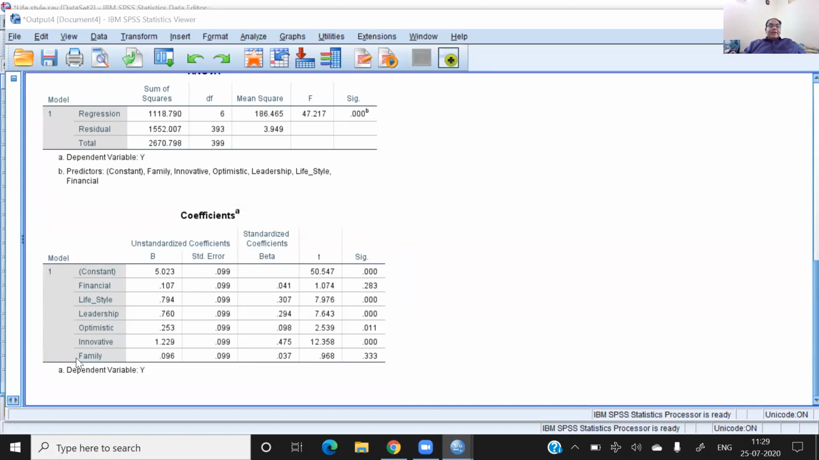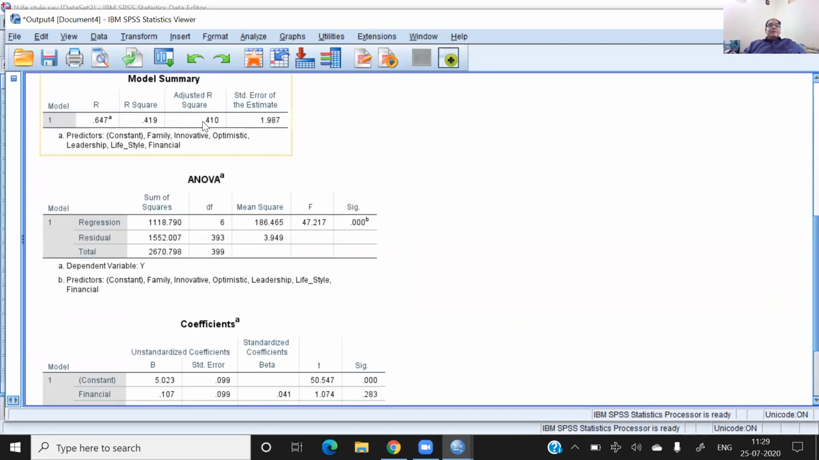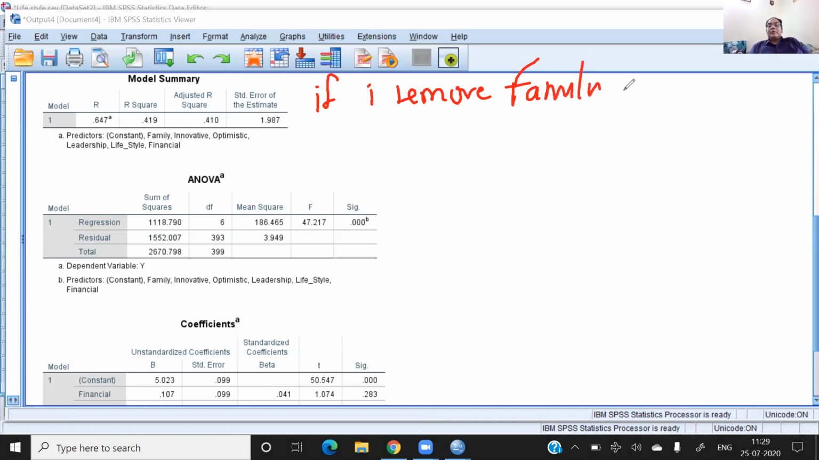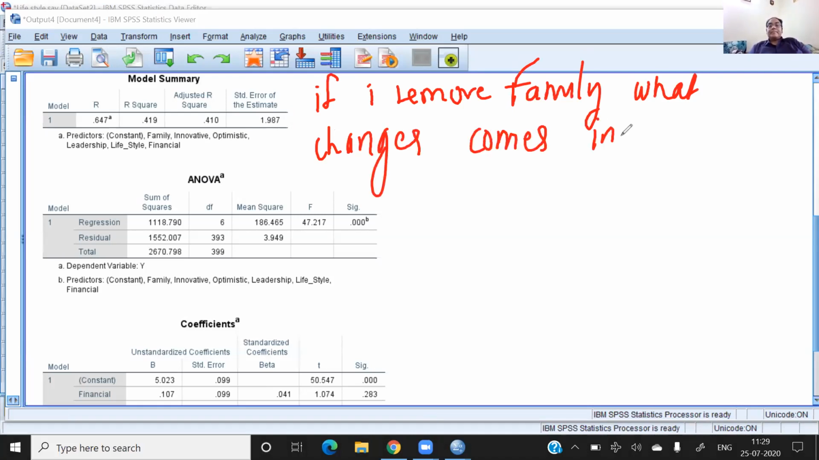So if I remove the family, what do you think? What is the change that comes in R square and adjusted R square? So I am asking you, if I remove family, what changes come in R square and adjusted R square?